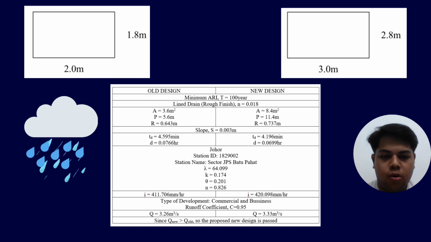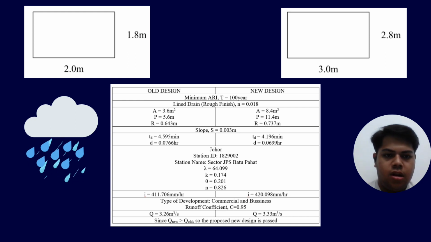while the surface of the drainage is n equal to 0.018, and by applying the equation from table 3.1 from the report, we will get the result for area, wetted perimeter, and hydraulic radius. And this is our result. And by applying equation 3.3 from the report, we will get a frictional slope which is S equal to 0.003. After that, we need to find the time in minutes, and we need to convert it to hours. And this is the time for both designs.